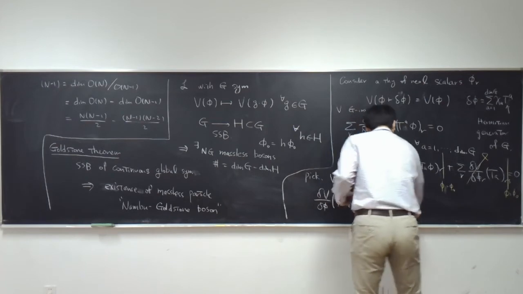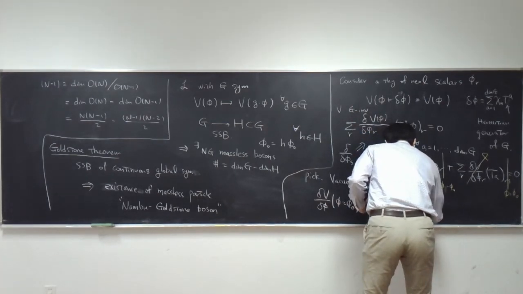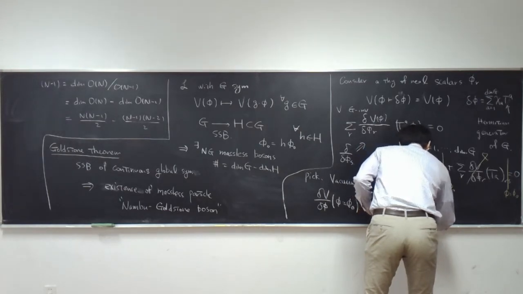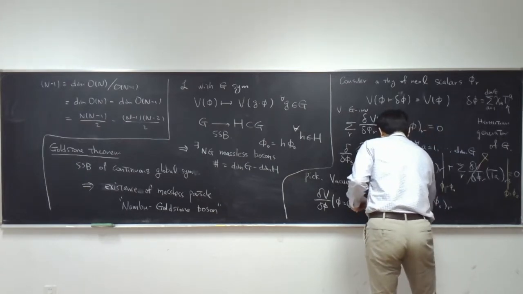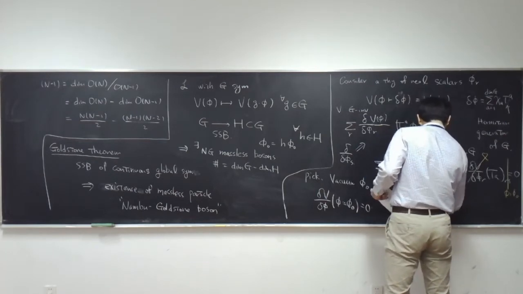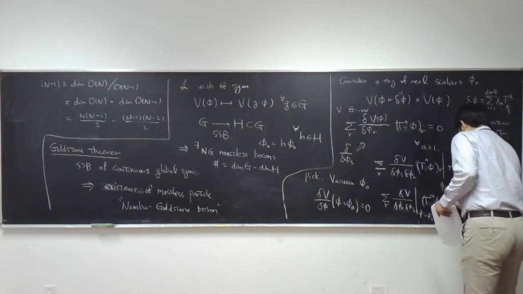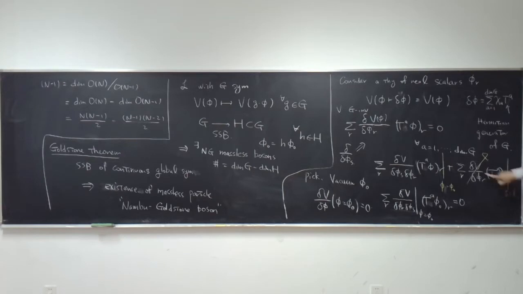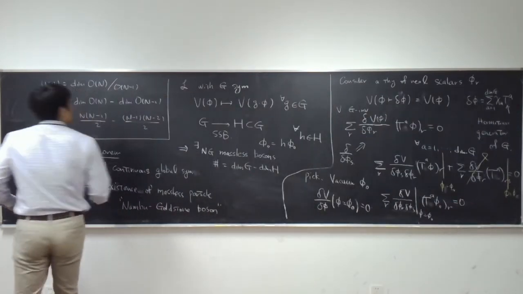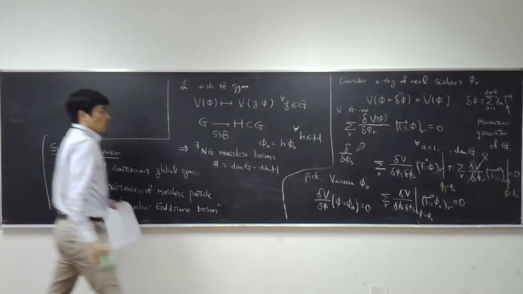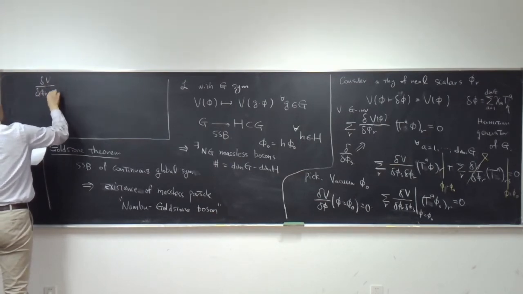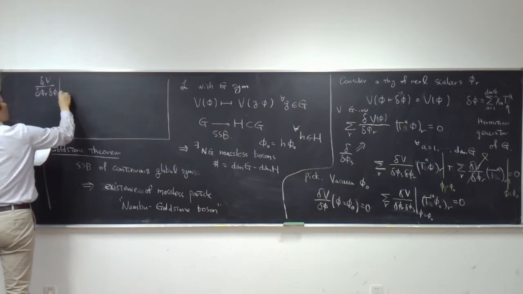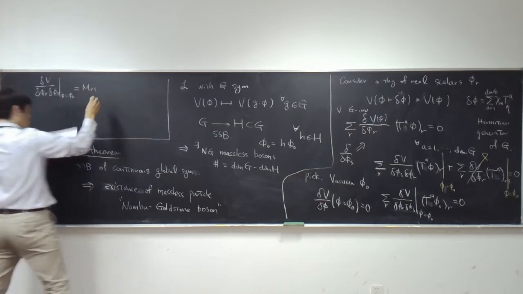So this gives delta squared V over delta phi R delta phi S at phi equal to phi 0, times T a phi 0 with index R upstairs, the sum over R, is equal to 0, because we pick phi as the vacuum, so the second term vanishes. As you can see, this matrix, delta squared V over delta phi R delta phi S at phi equal to phi 0, is indeed M R S, called the mass matrix.